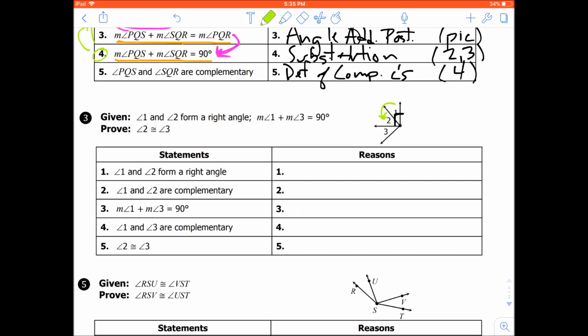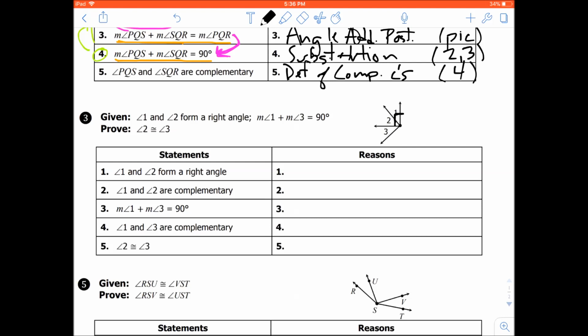All right, angle 1 and angle 2 form a right angle. That seems like that was given to us because it's written right up there, word for word, so we know exactly what that is. Given.